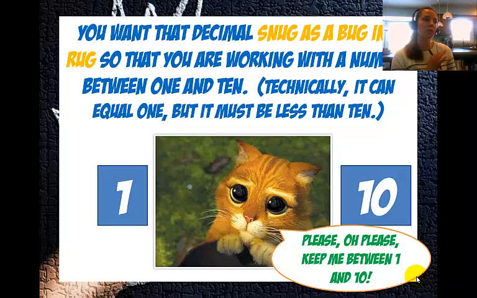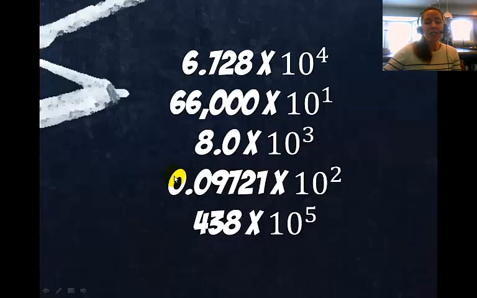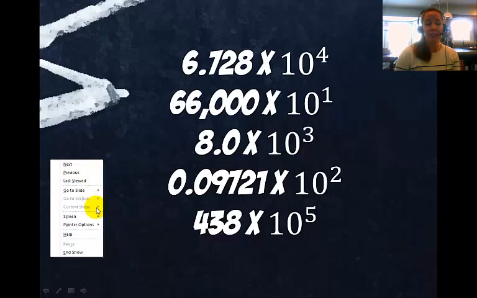We get all sorts of weird fronts to our numbers, and we get to move that decimal wherever we want to move it so that that number is between 1 and 10. So you kind of have a little power in this scientific notation thing to move that decimal. I like to put Puss in Boots here with the pathetic eyes saying, please, oh please, keep me between 1 and 10. So let's look at these different examples here and see which ones are in scientific notation form.